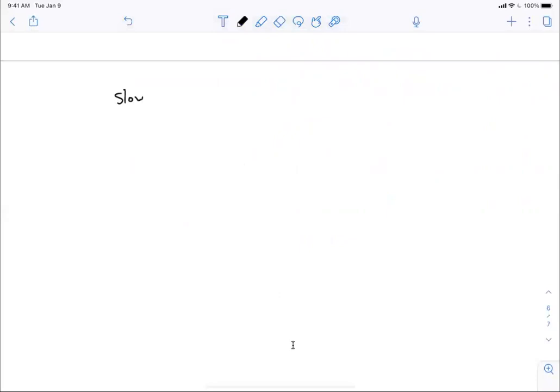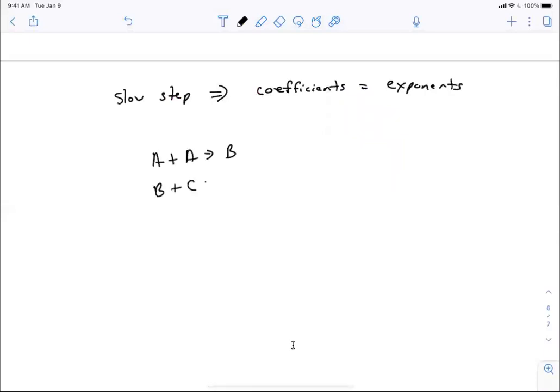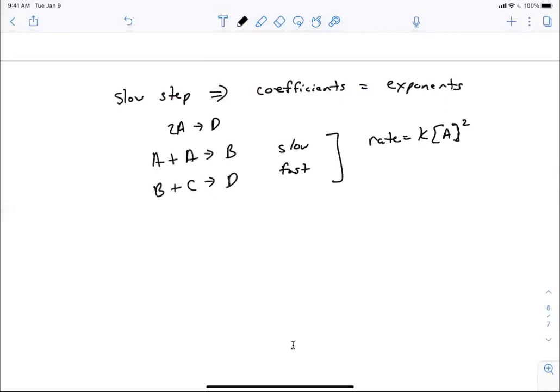The slow step for higher level, their coefficients equal the exponents. The overall reaction doesn't, but the slow step coefficients always equal the exponents in the rate law. So if you have something like A plus A yields B, and then B plus C yields D, and this is the slow step and this is the fast step, then the rate law of this is equal to K times A squared. Oh, sorry, that's plus C. I missed that.